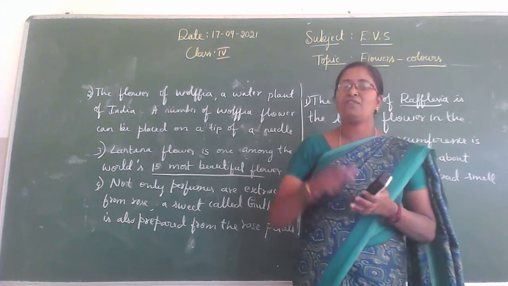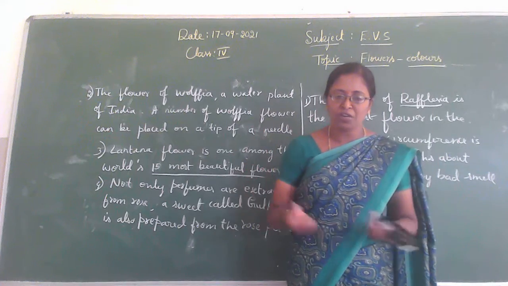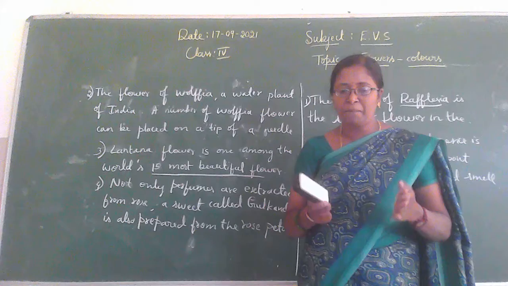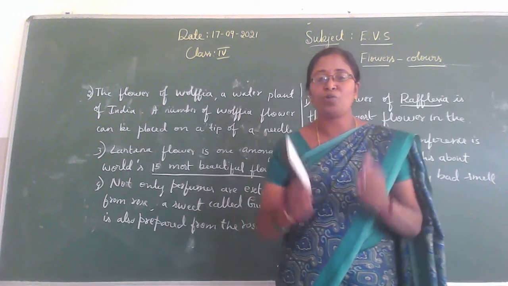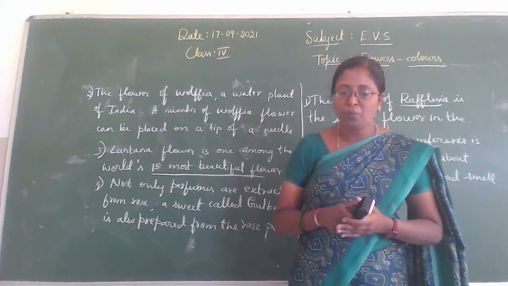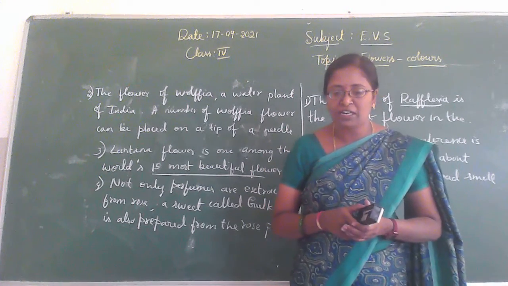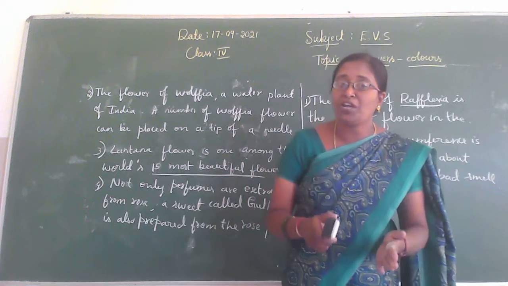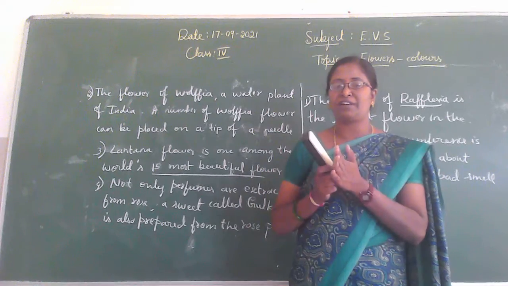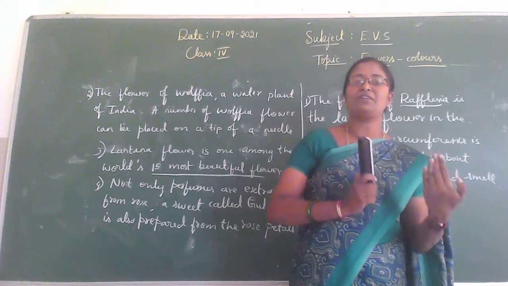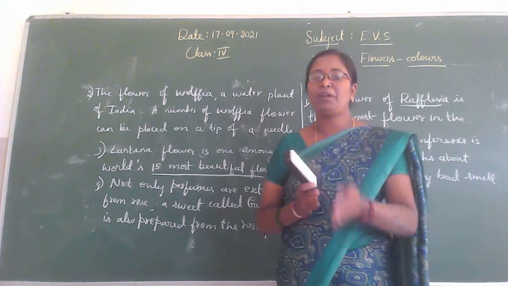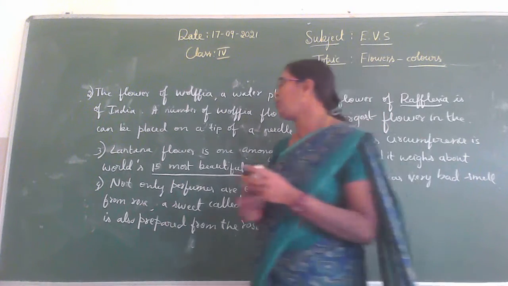So in our country, so many flowers are growing, isn't it? According to the report, 75% of the flowers are growing in our state. According to our report, 75% of the country's flowers are grown in our state only. So if the country has 100% flowers, 75% of them are grown in our state. Understand? Karnataka is a prominent state in the field of floriculture.